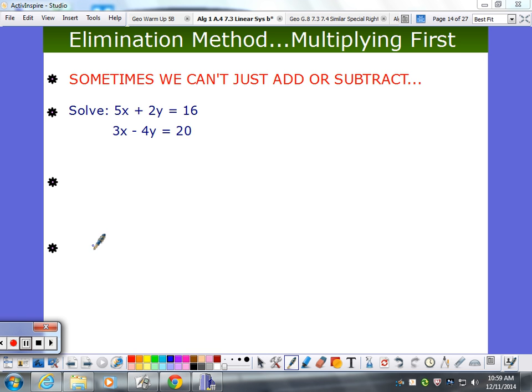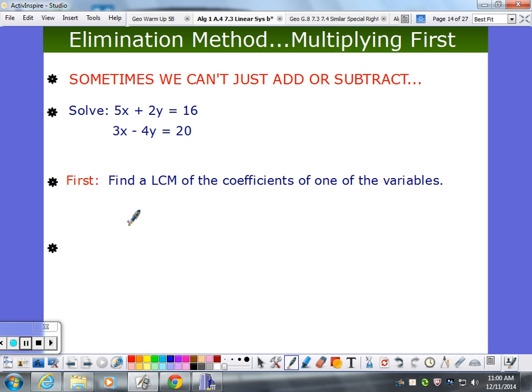Okay. Let's see what we got here. Sometimes we can't add or subtract. 5x plus 2y is 16. 3x minus 4y is 20. So I look at the x's. I look at the y's. Same or opposite? No. Same or opposite? No. So I can't just add them. I won't eliminate a variable.